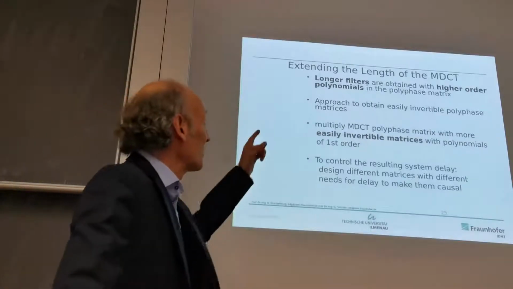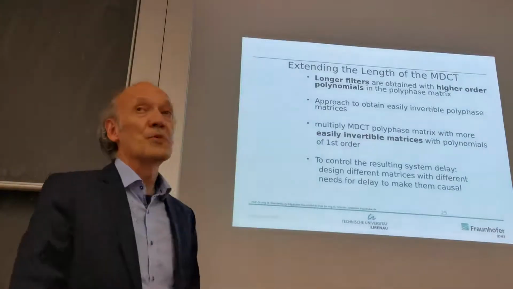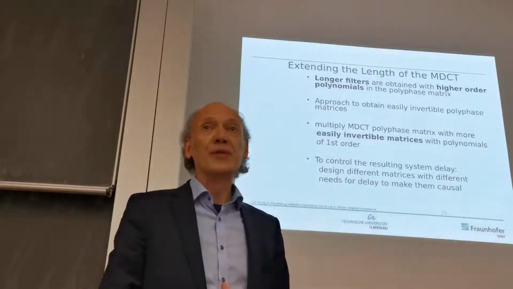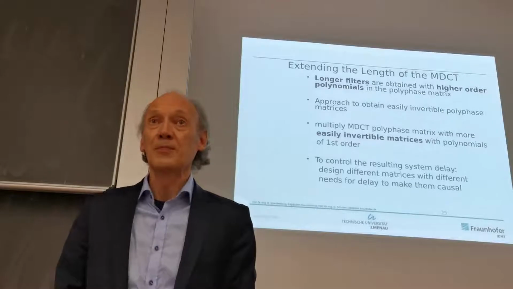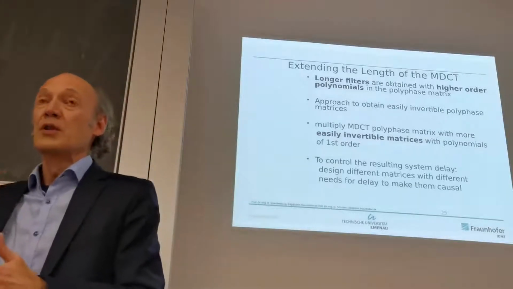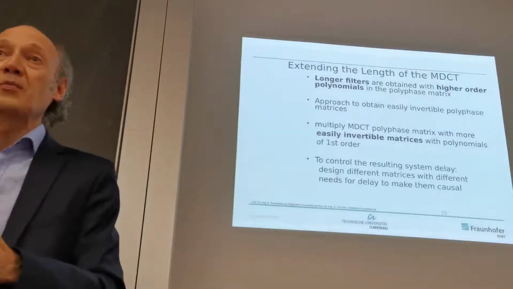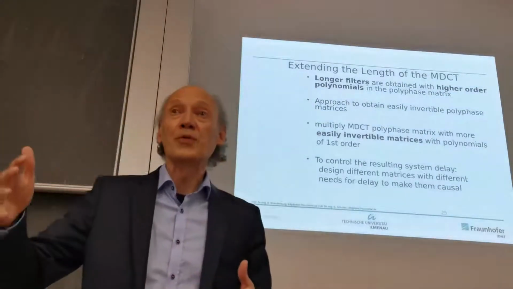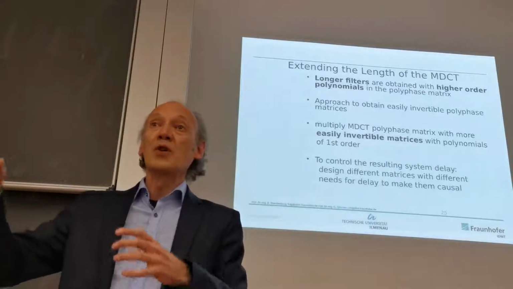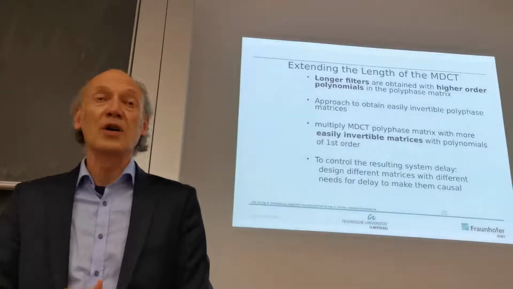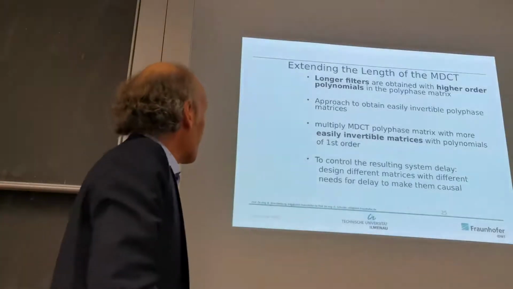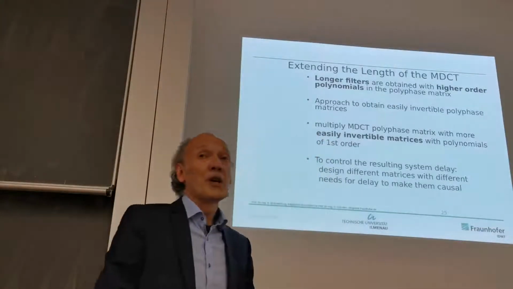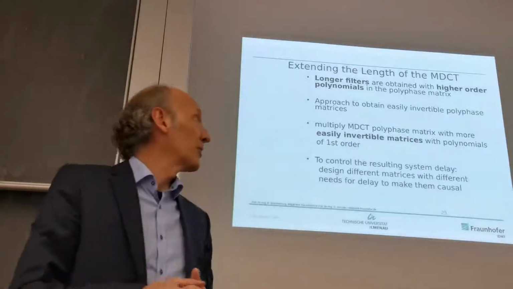So we can extend the length of the MDCT and obtain longer filters if we have higher order polynomials in our polyphase matrix. Because the polynomial order determines the number of blocks that we have in our impulse response. And that means if we want to have longer filters, we have more blocks in our impulse response, and that means we have higher order polynomials. And to obtain perfect reconstruction, we want to have easily invertible matrices for that.